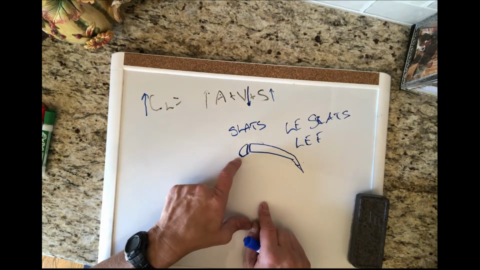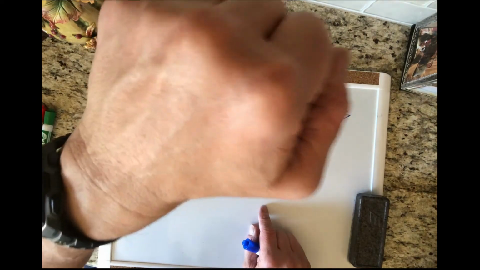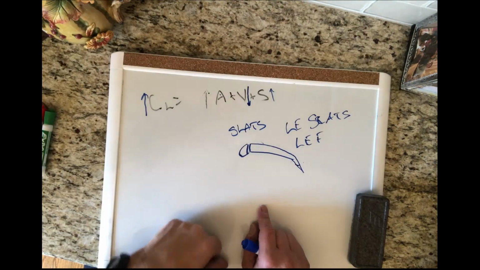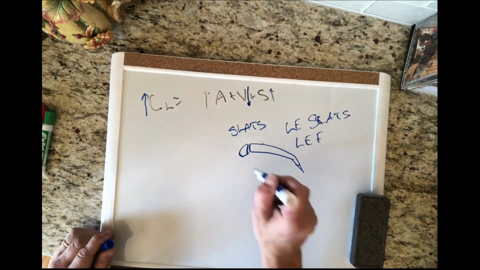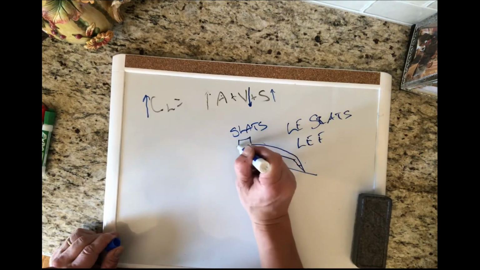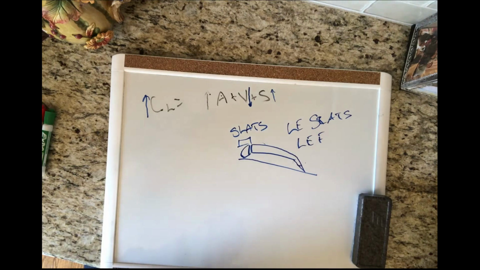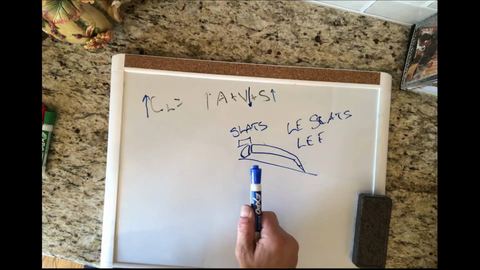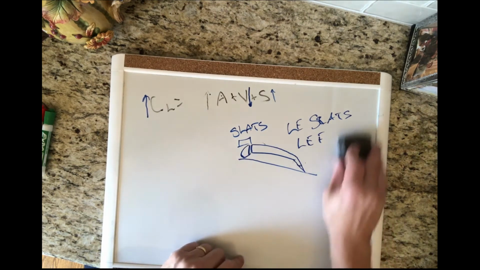Sometimes they're manually put down. A pilot has a lever in the cockpit and he says, "Oh, it's time to land." He throws that lever and these things come down. So this increases the camber angle even more and adds even a little bit more surface area to the wing as well. So you have your flaps and your slats that help us for landing.